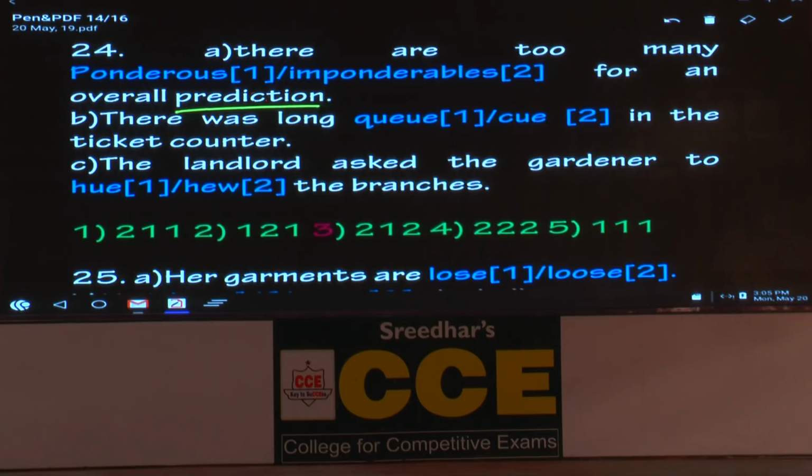But ponderous has a different meaning altogether. Please write the meaning of the word ponderous. It means clumsy. What is the spelling of the word clumsy?